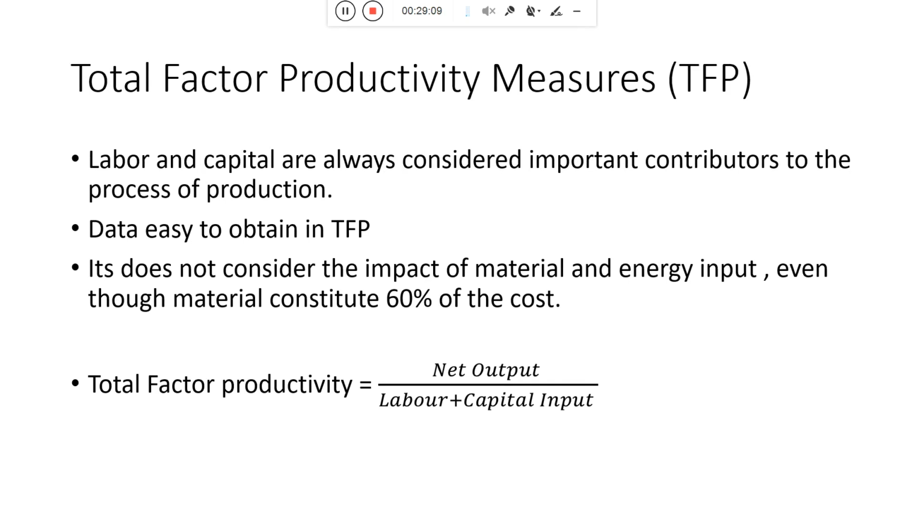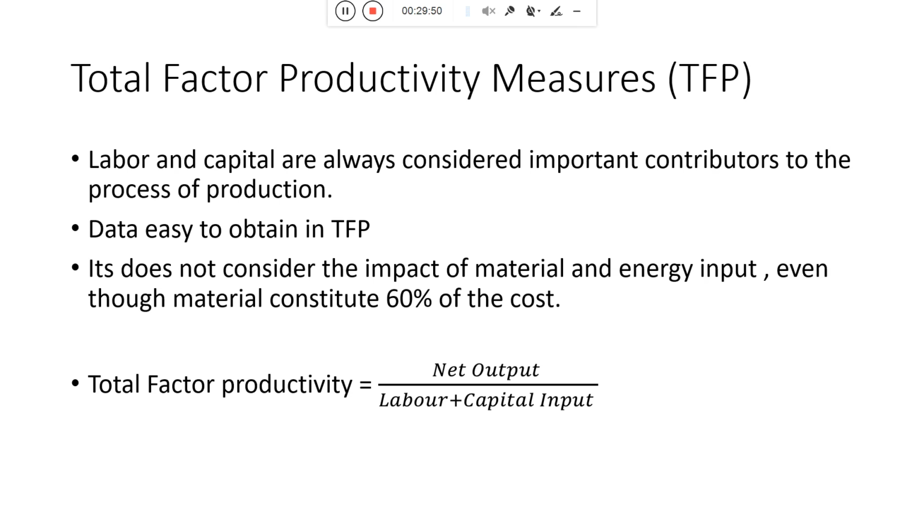The next point: it does not consider the impact of the material. That is, in my personal opinion, the disadvantage of this total factor productivity measurement. Why? I don't know the exact number, but most articles say that around 60% of the actual contribution in a production company is the material. So it does not consider the impact of the material as well as the energy input, even though material constitutes 60% of the cost. That is one disadvantage.